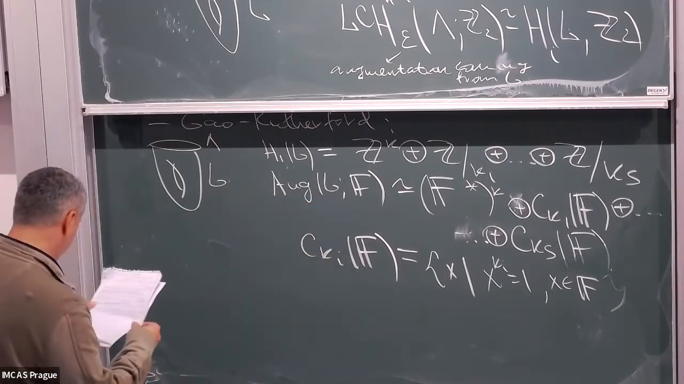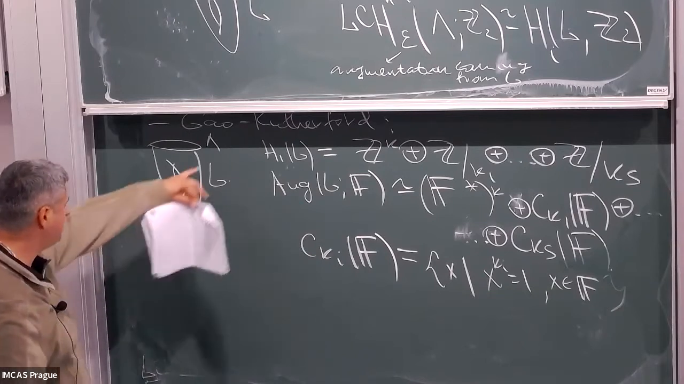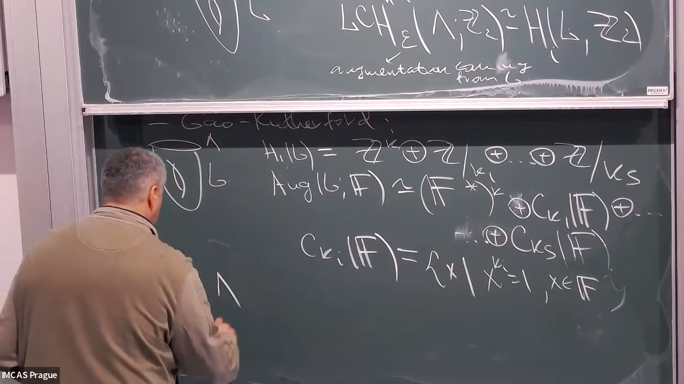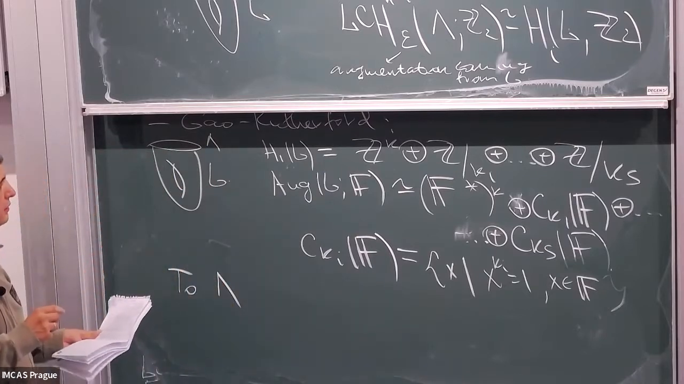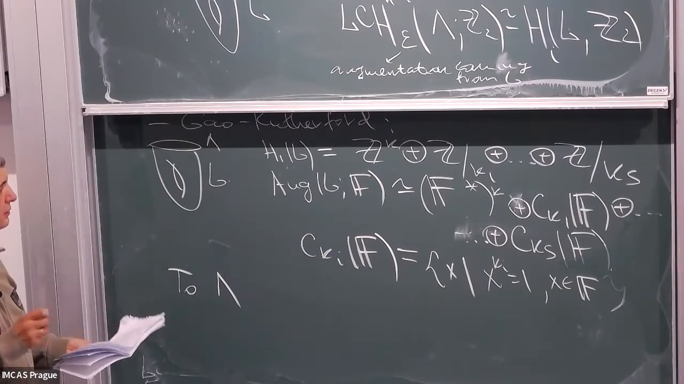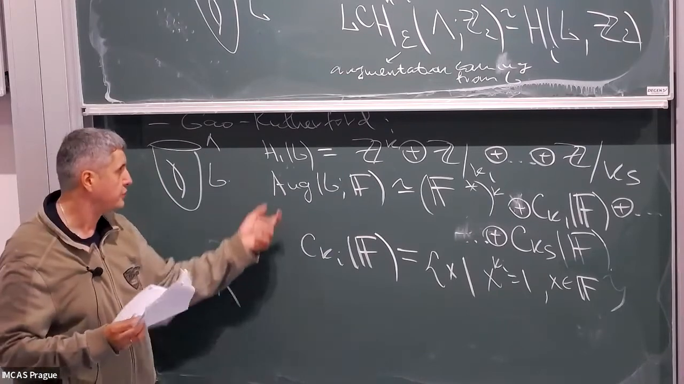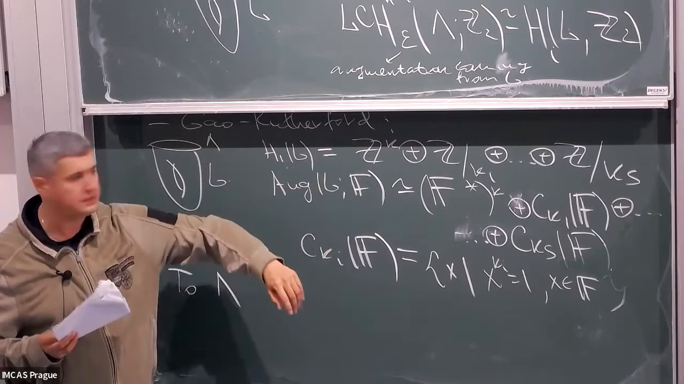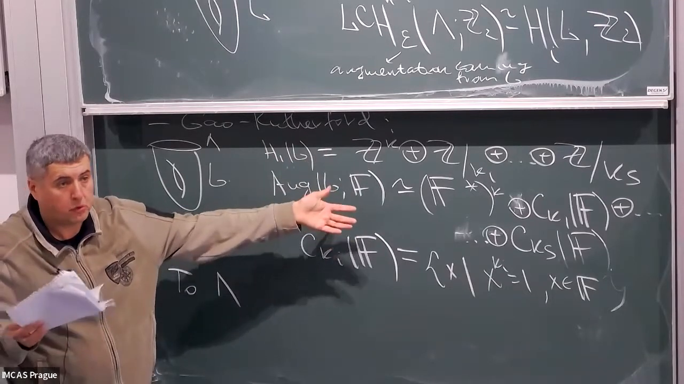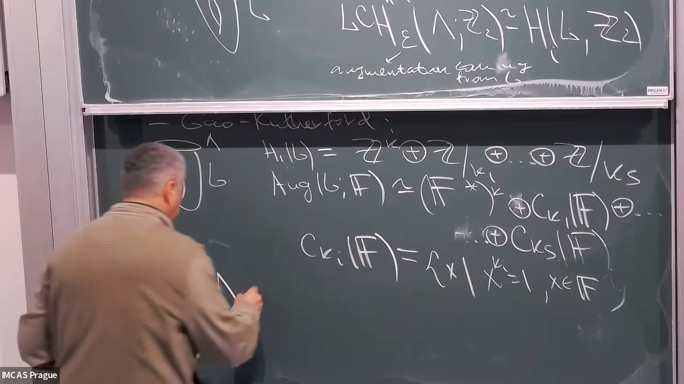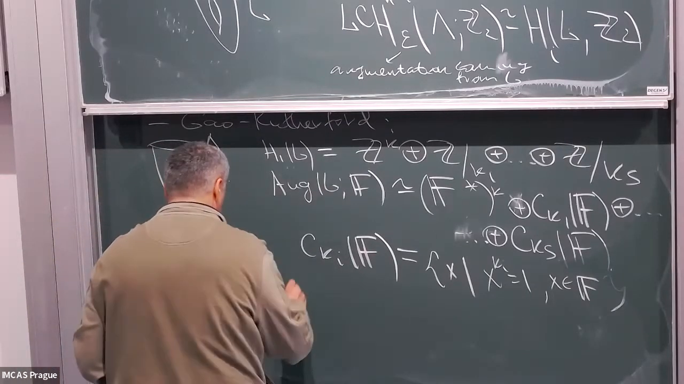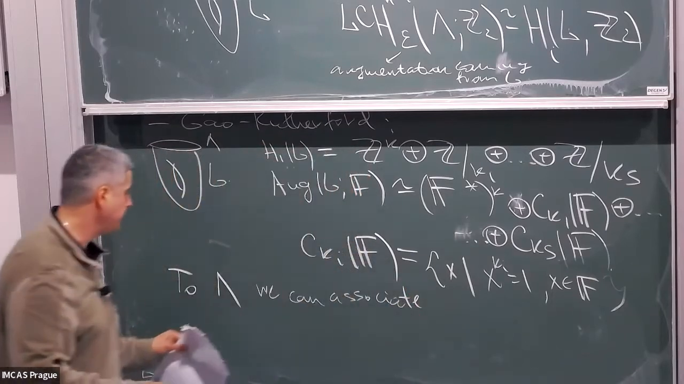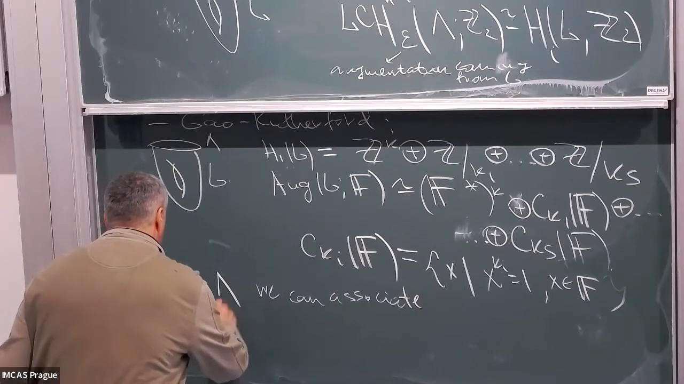And also, as it turns out, to lambda you can associate some augmentation variety. So to lambda, what's that? It's just a construction. So far, I just provided some construction. I have L, H1 of L looks like that, I can write this formula. Okay. So to lambda, we can also associate some variety, Aug(lambda, F).